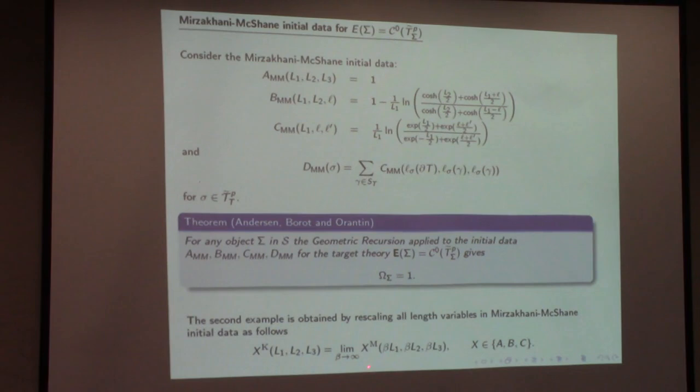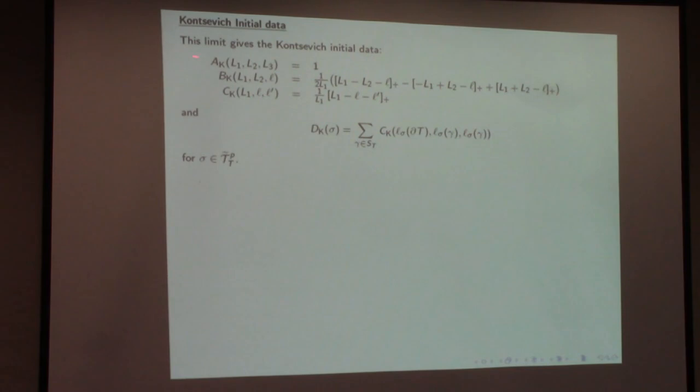It's a kind of tropicalization of this initial data. And if you tropicalize Mirzakhani-McShane initial data, you get Kontsevich initial data, which is these ones here. And then D has the same formula, but now with this C here. And then you can ask, what happens if you do this?